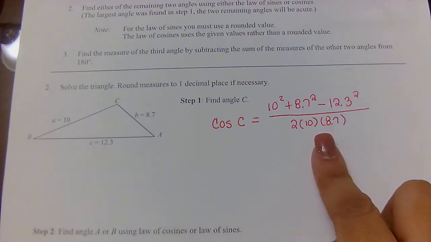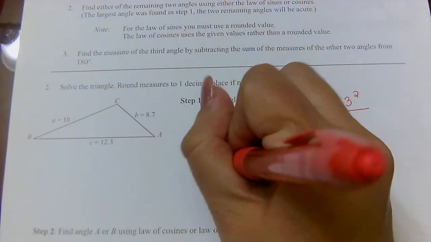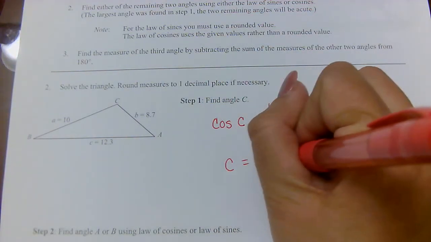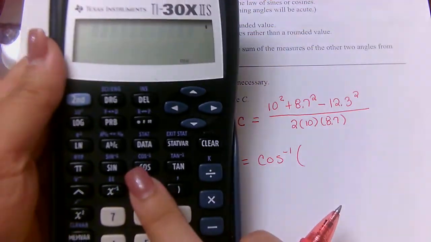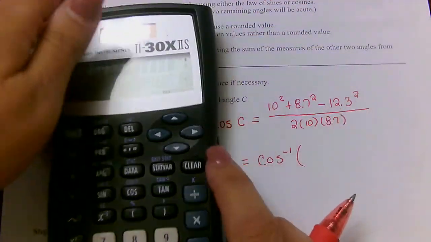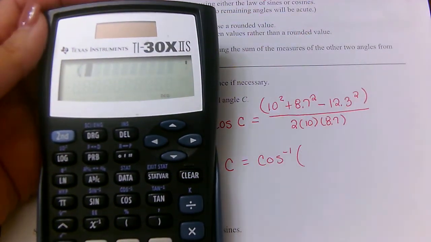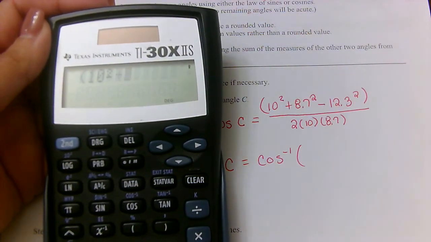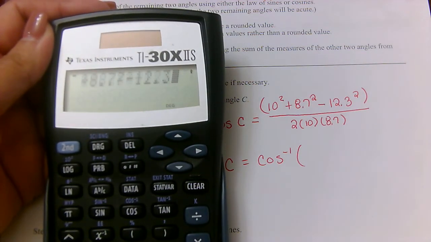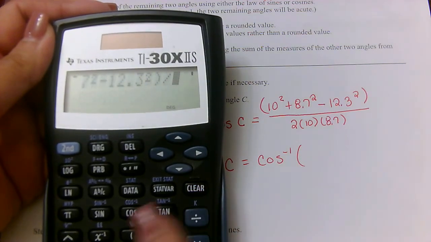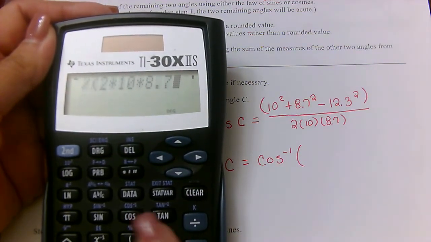I'm going to go ahead and plug this into the calculator, and then remember we need to take the cosine to the other side. So C would be the inverse cosine of this ratio. Let's go ahead and get that. Okay. Careful when you're doing this in the calculator. You want to make sure that your entire numerator is in parentheses. So 10 squared plus 8.7 squared minus 12.3 squared, all divided by 2 times 10 times 8.7.